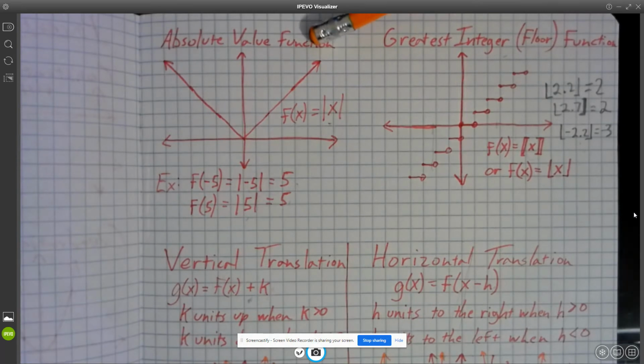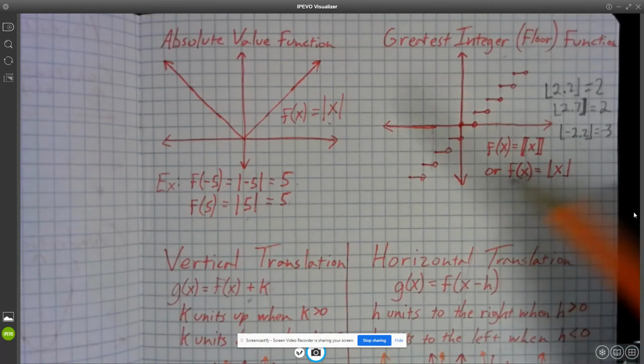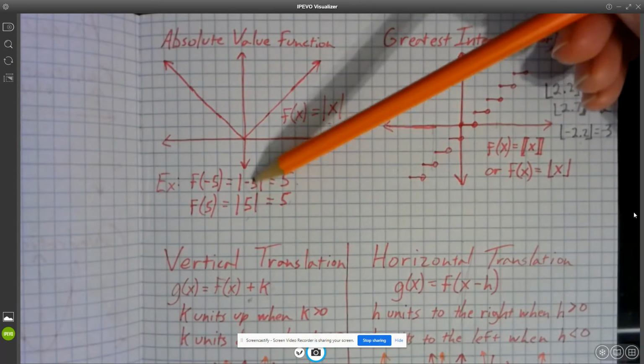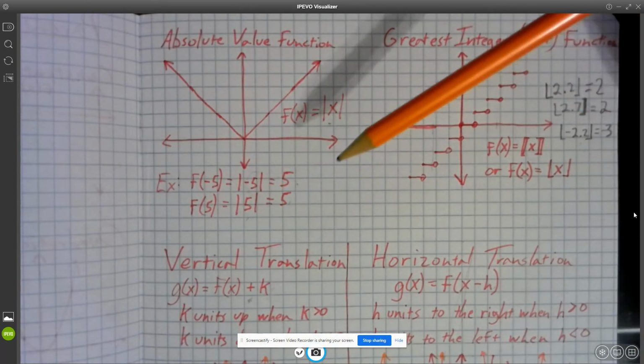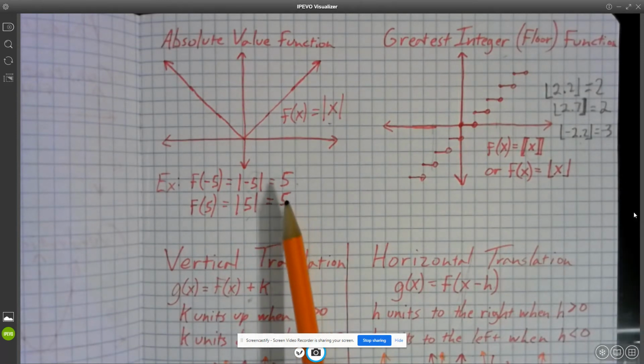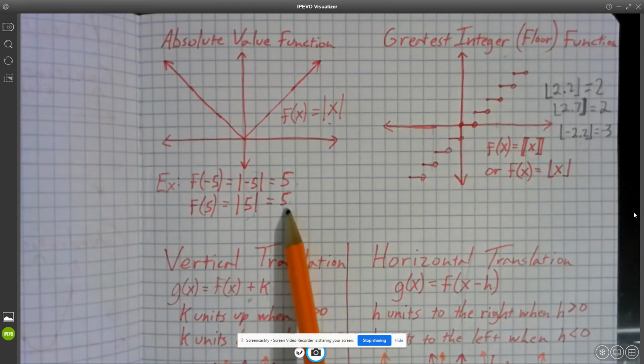First up is the absolute value function. F of x equals absolute value of x. Hopefully you're familiar with this, but just in case, absolute value means that whatever's inside, you make it a positive. So if I have absolute value of -5, that's going to become positive 5. If I have absolute value of positive 5, I just keep it the same. It's still going to be 5.